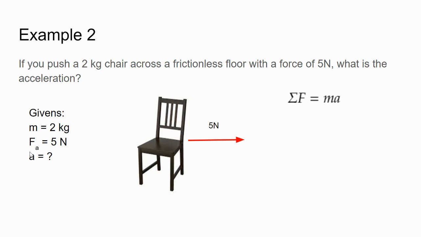Sometimes I will tell you guys to actually solve this equation for the thing that you're finding. So if you did that, you would just divide both sides by mass, and we would get the net force divided by the mass is equal to the acceleration. Plugging in our numbers, net force is 5 newtons, mass is 2 kilograms, so we get 5 newtons divided by 2 kilograms for that acceleration, and we end up getting 2.5 meters per second squared for our answer.